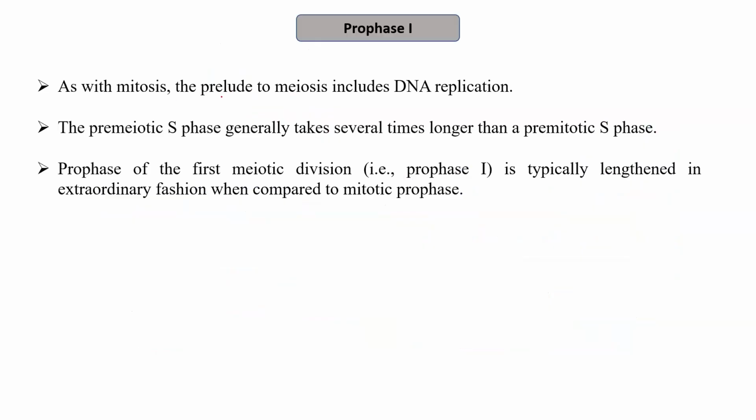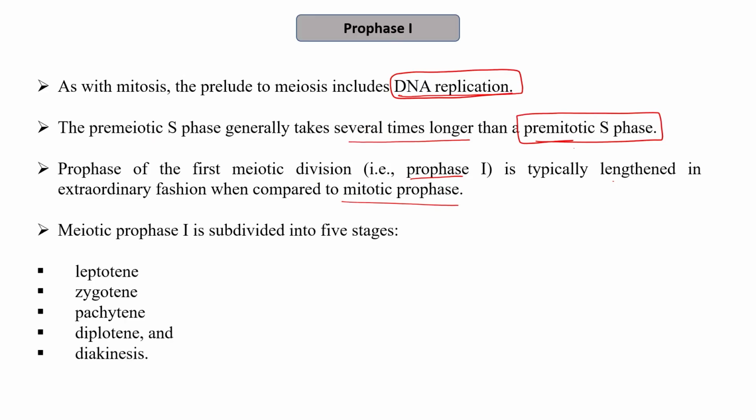As with mitosis, the prelude to meiosis includes DNA replication. Firstly, DNA replication has to happen in the premeiotic phase, that is, the phase before meiosis. The premeiotic S phase generally takes several times longer than a premitotic S phase. Right? The prophase of the first meiotic division, that is prophase 1, is typically lengthened in extraordinary fashion when compared to mitotic prophase. It takes comparatively larger time than in mitosis.